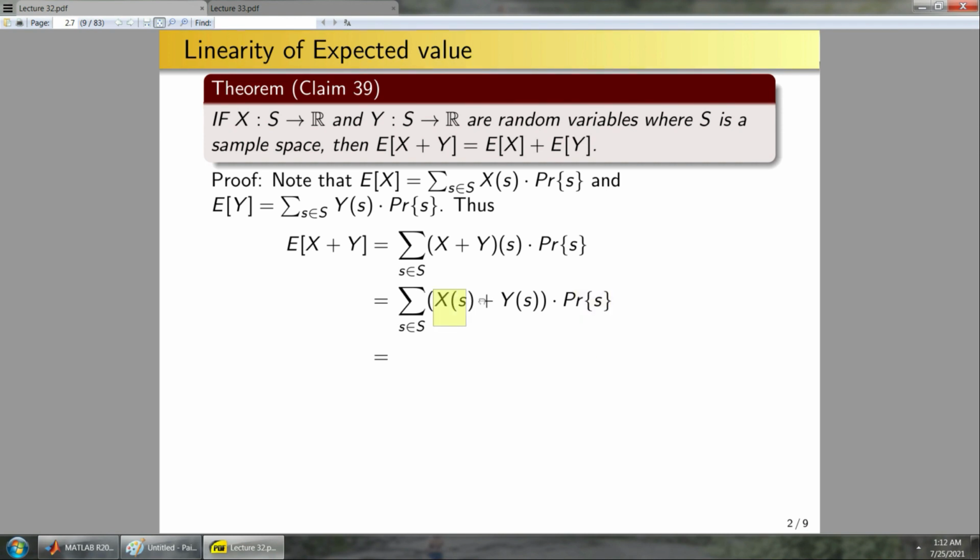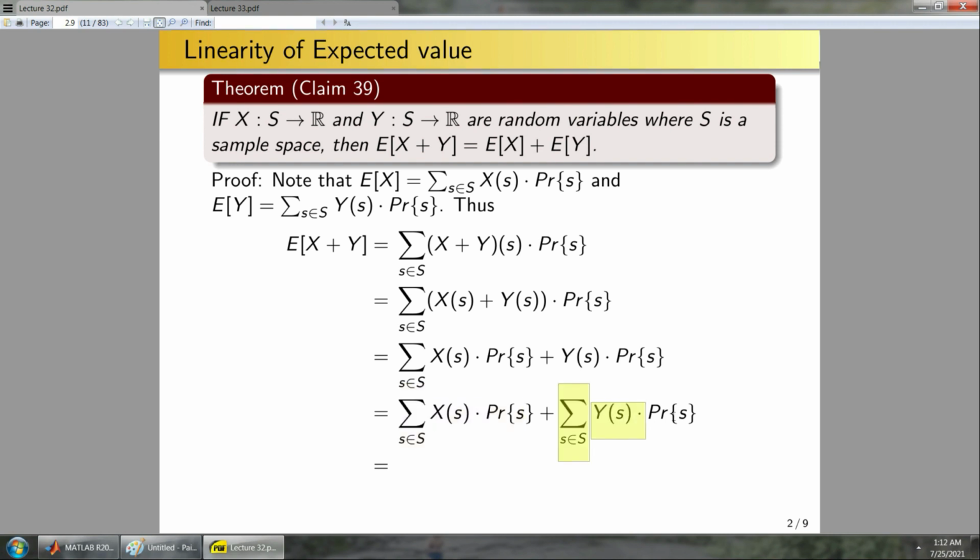So now these are all just real numbers, so I can distribute this out. So this is x of s times the probability of s plus y of s times the probability of s. So now I can split up these sums. I know this sum is over a finite domain or a countable domain, so I can freely do that. This sum will simply be this thing here plus this thing here. And now this is simply the definition of the expected value of x that I had up here, and this is simply the definition of the expected value of y. So from here, I get the result that I wanted.